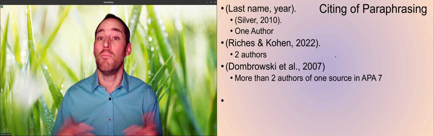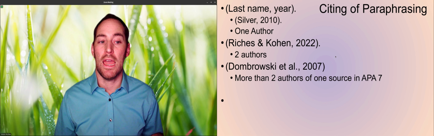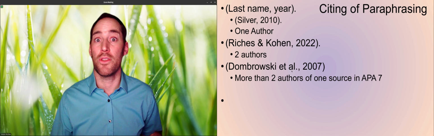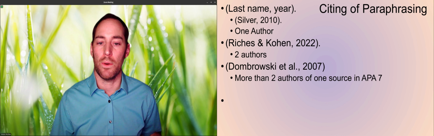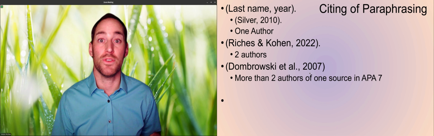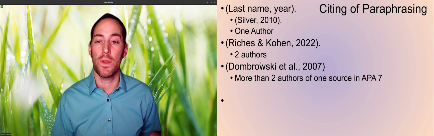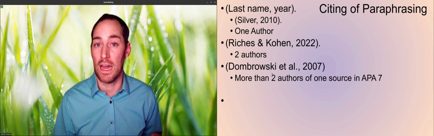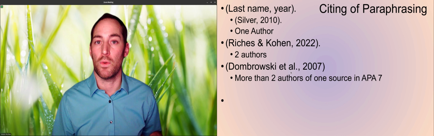And then if you have more than two authors, APA Volume 7 says do it like this. So Dombrowski et al. This means "and others," essentially. It's Latin. And then the year. So Dombrowski and other authors wrote this paper. So 3 authors, 4 authors, 5 authors, 20 authors, anything more than 2 authors now, this is how you cite it the first time and every time in the paper when you're paraphrasing.